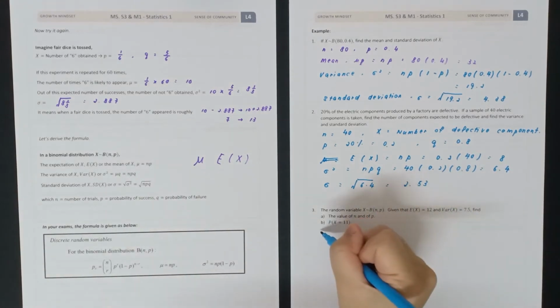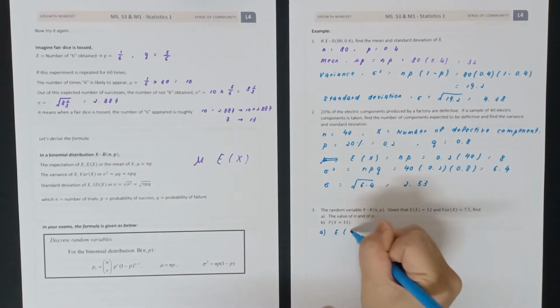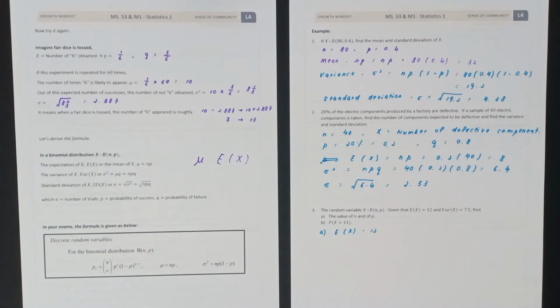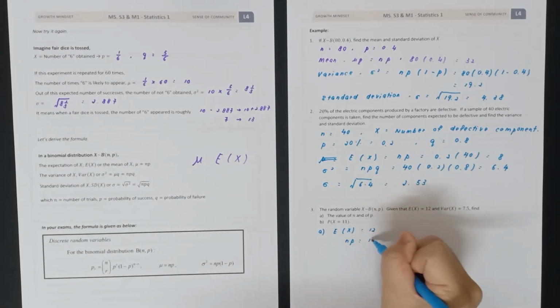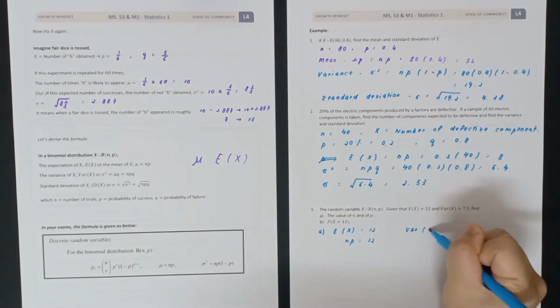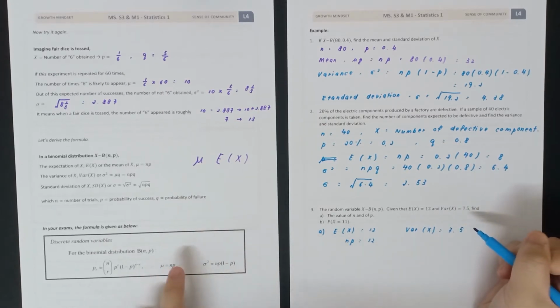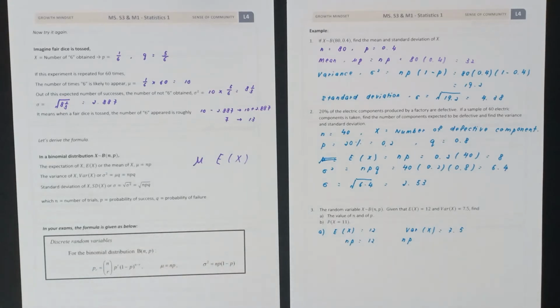Okay, so this is for your A. The expectation for x is 12. So if you put it in your formula, it will be n times p equals 12. After that, your variance is 7.5. So what is the formula for your variance? np. In this case, you have two choices here.